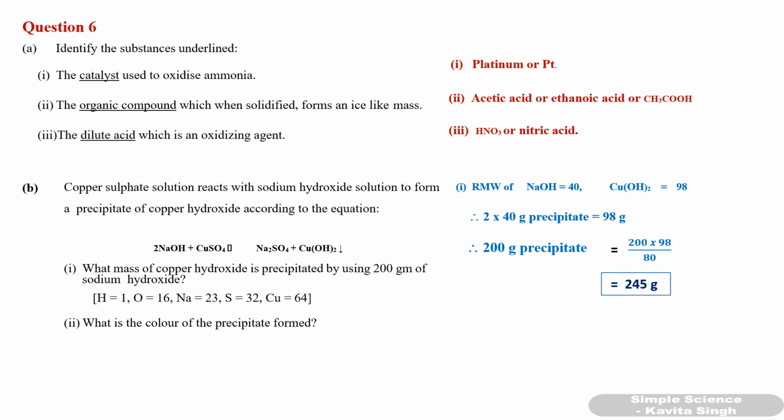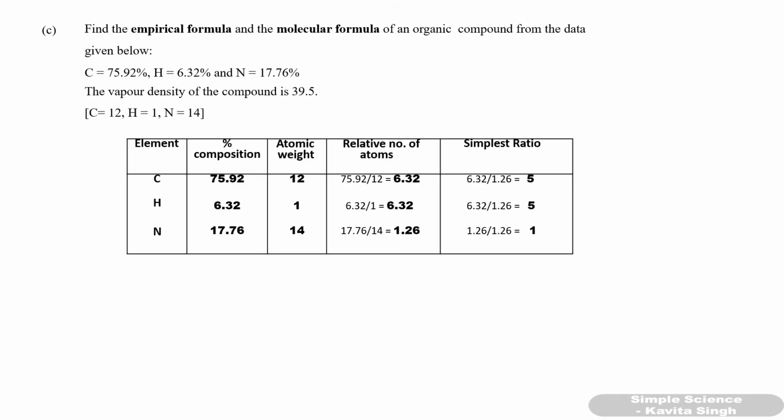This is for 2 marks. And 1 mark, what is the color of the precipitate formed? The color of the precipitate is pale blue. Next question. See, 4 mark question, very important question.